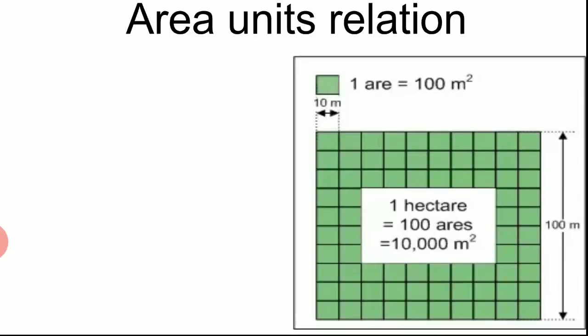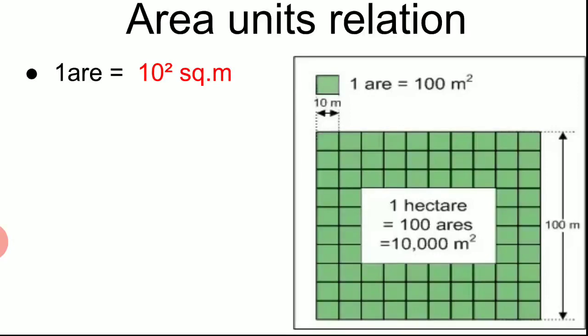Now see in the picture I have given 2 different small pictures. One is the smaller one and one is the bigger one. Now the smaller box is known as 1 are, A-R-E. Now are means the object is measuring 10 meters on all sides. It's a square. So over here 1 are, in terms of meter, is 100 meters square, and 1 hectare is 100 ares, which is nothing but 100 into 100 meters square, which is 10,000 meters square.